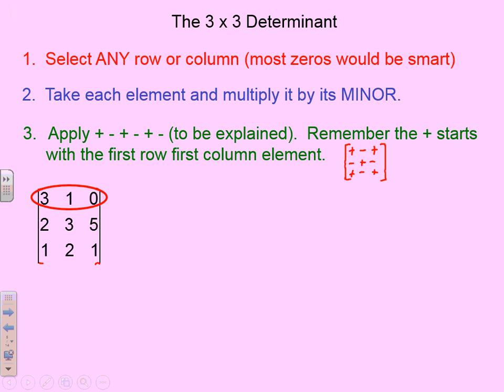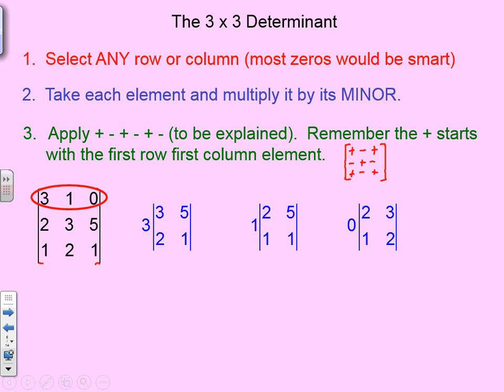Now, what I'm going to do is find the minor of each number in that row. So I'm going to find the minor of the 3, the 1, and the 0 the same way that we just did it. Whatever that minor is, I'm going to multiply it by the 3, the 1, and the 0. And then whatever that is, I'm going to combine them through addition or subtraction. That's what that array on the right is going to help me do. So let's see how it works.